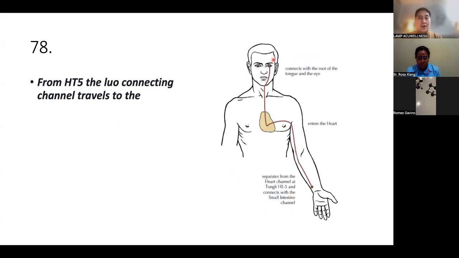Okay. From heart 5, the luo connecting channel travels to where? Here. The heart, base of the tongue, and eyes. Okay.